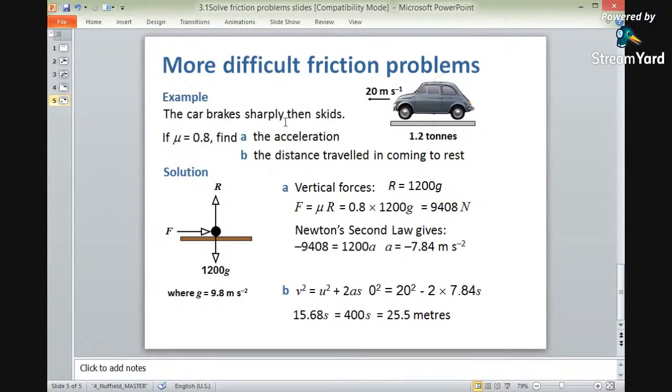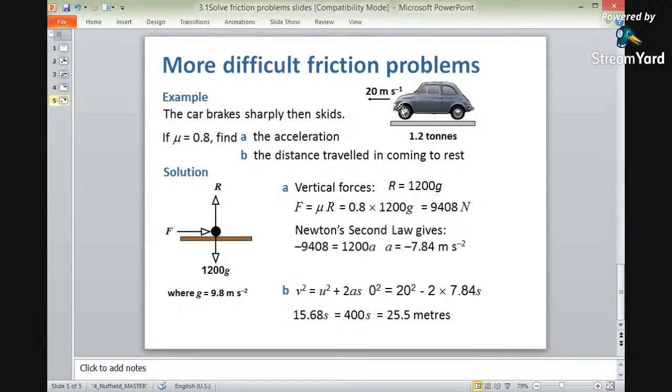The car brakes sharply, then skids. If mu is equal to 0.8, then we have to find out these two things. First, we have to find out its acceleration, and next we have to find out the distance traveled in coming to rest. We have to find out the distance traveled, and the acceleration also. These two things are to be found out: acceleration and the distance traveled.